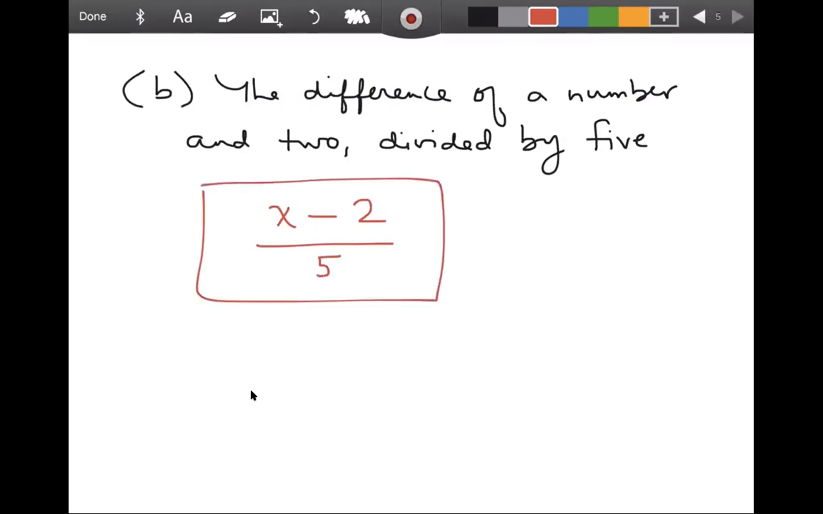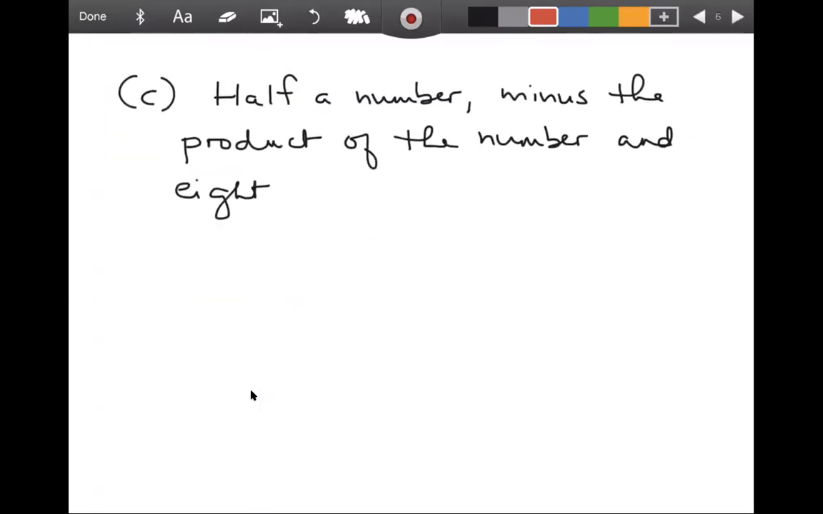And then finally, we have half a number minus the product of the number and 8. So let's start with half a number. You can write that as 1/2 x. You can also write it as 0.5x. They mean the same thing. Minus the product. Remember, product means multiplication. And usually instead of x times 8, we write 8x.